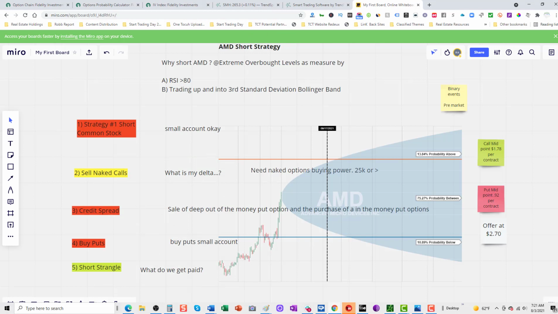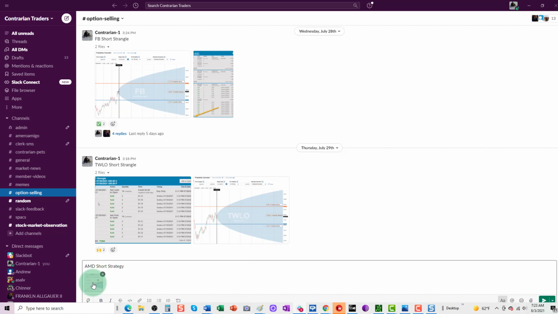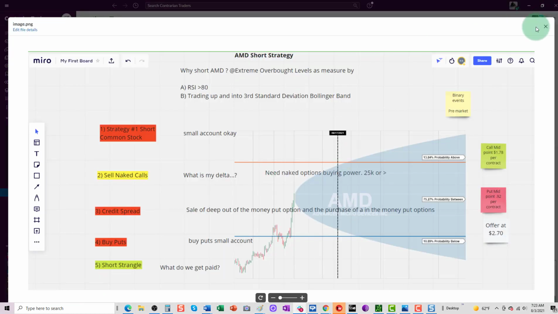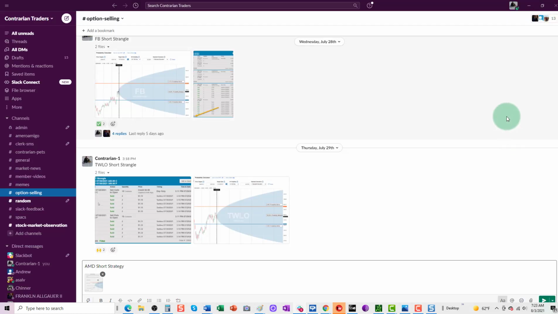Members, I'm going to drop this model into the Slack forum, and there it is. Members, so go check it out. And what I do here, folks, is we deposit the ultimate model and the trade execution into the Slack forum for members only when we execute the trade and when we exit the trade.